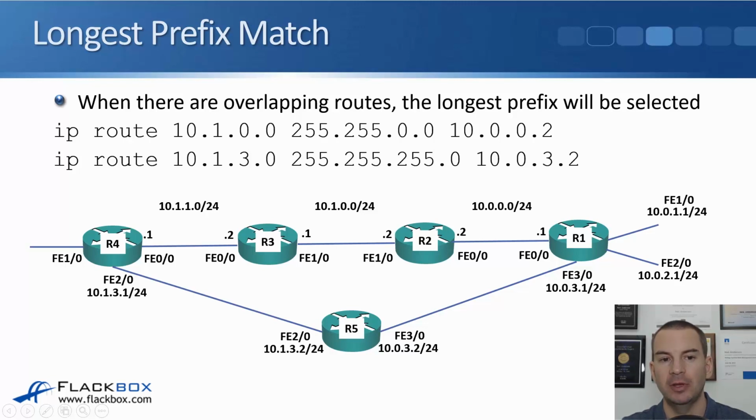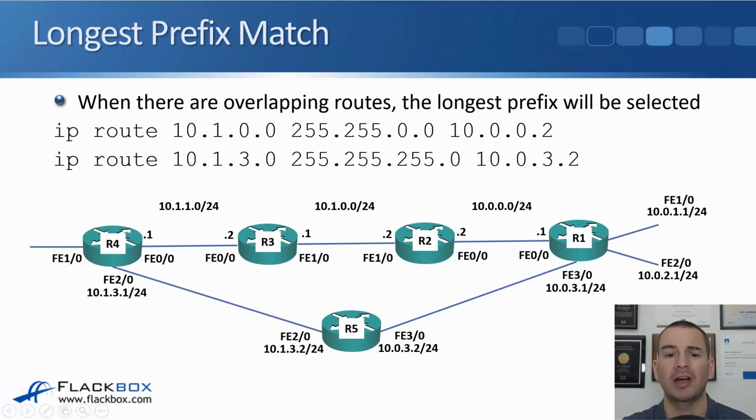So if I just left it with my route of IP route 10.1.0.0 255.255.0.0 10.0.0.2, you see the path that traffic would take to get to R5 at 10.1.3.2 or anything on the 10.1.3 network is it would go from R1 to R2 to R3 to R4 and then to R5, because my route is pointing at 10.0.0.2.